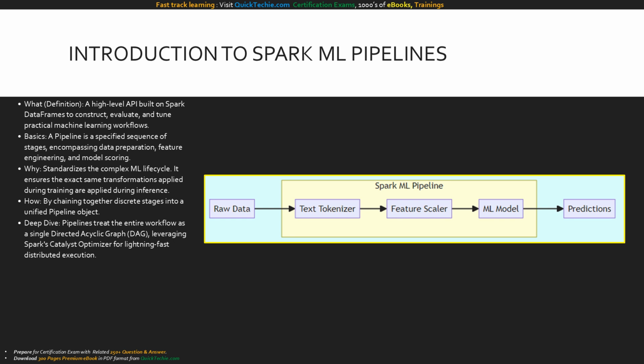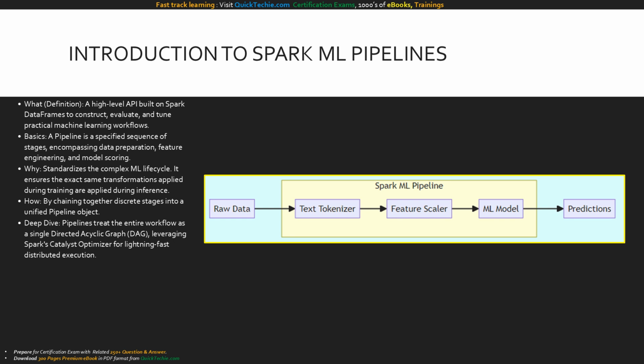A Spark ML pipeline is a high-level API built on top of data frames that allows you to construct practical machine learning workflows. The basics revolve around chaining multiple stages together, such as text tokenization, feature scaling, and final model scoring into one unified pipeline. Why is this critical? Because in production, you must guarantee that the exact same feature engineering logic used to train your model is applied to your live inference data. If you miss a scaling step, your predictions are useless.